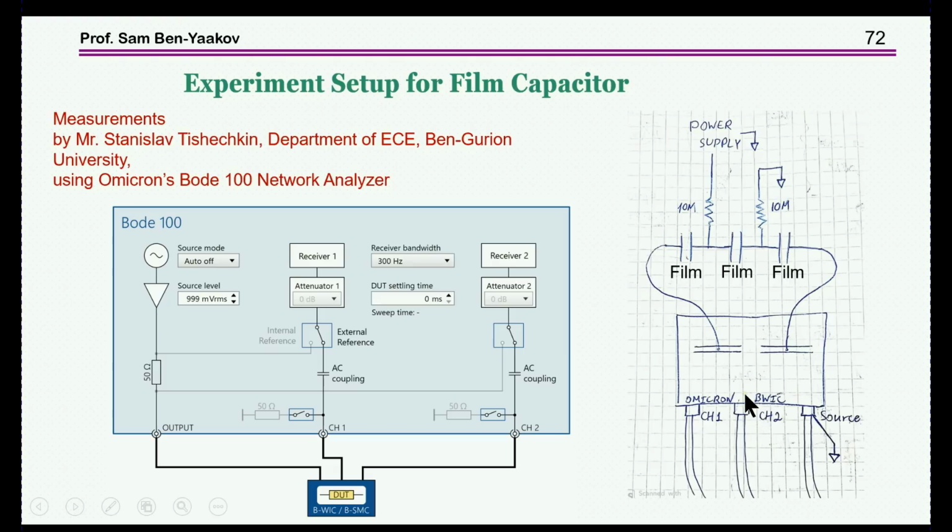So now, here is something we did. So I can sign on this one.